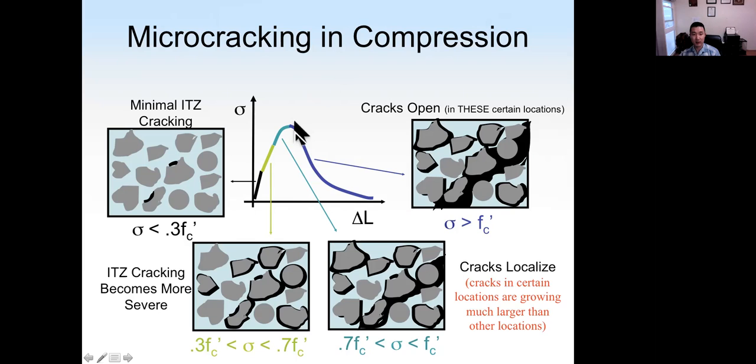As we can see, after the peak load, there's no sudden failure for concrete. This is very important and beneficial for concrete. And that's how we can make reinforced concrete.